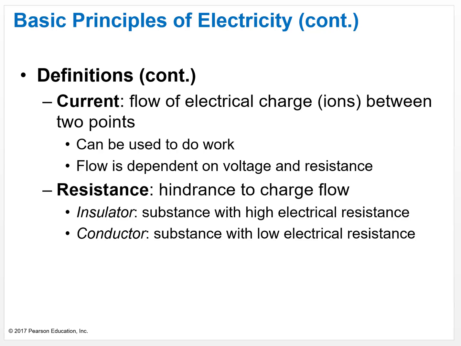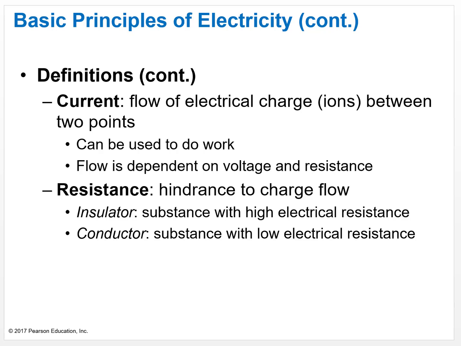Now let's talk about current and resistance. Current, just like the current of a river, right? The flow of that water. So current is going to be flow of the electrical charges, those ions, between 2 points, aka inside and outside of your membrane. And this can be used to do work. If you got a difference, you've got something that can be set up to flip, and we can use that.